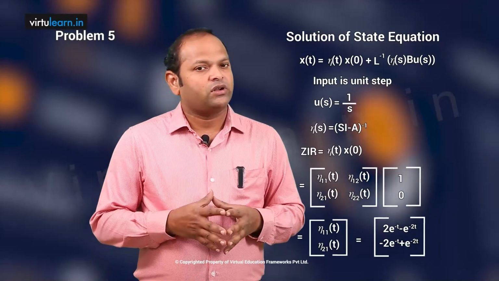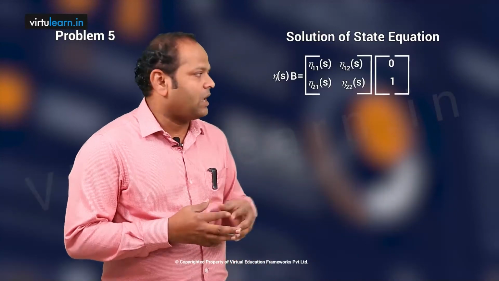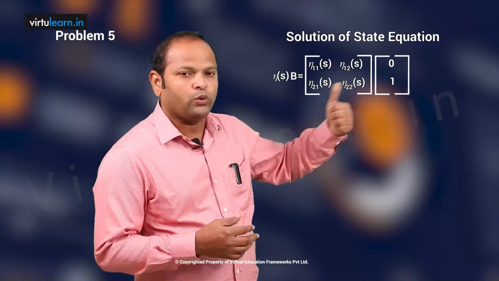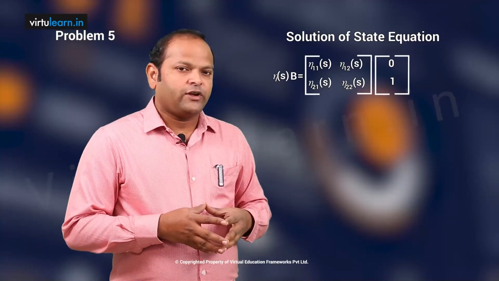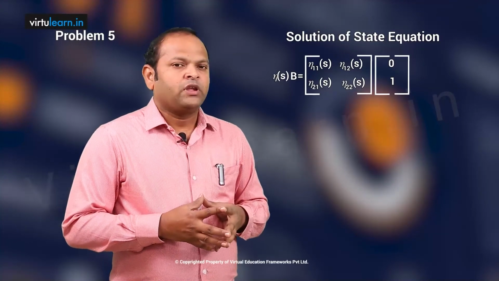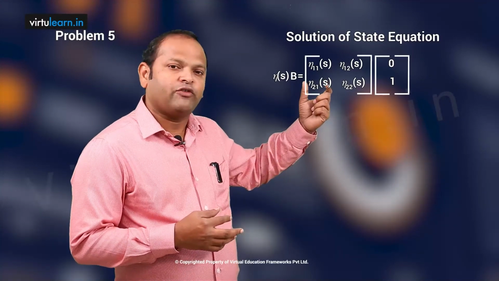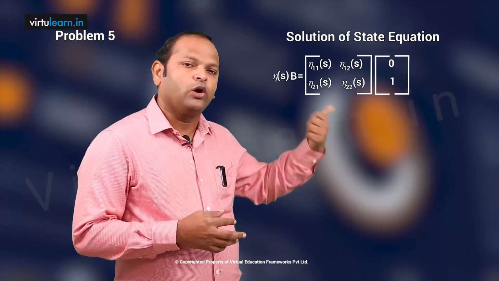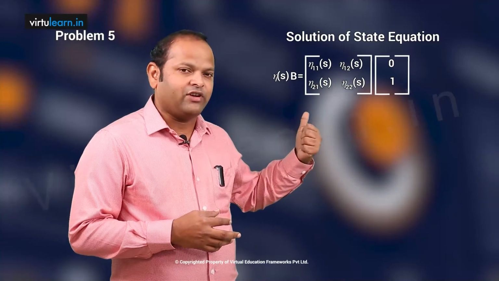Similarly, you can find out ZSR. What is ZSR? Laplace inverse of phi of s B u of s. So what is u of s? It is unit step input. U of s is going to be 1 by s. And phi of s is also available. What is phi of s? It is sI minus A whole inverse. So phi of s is readily available.